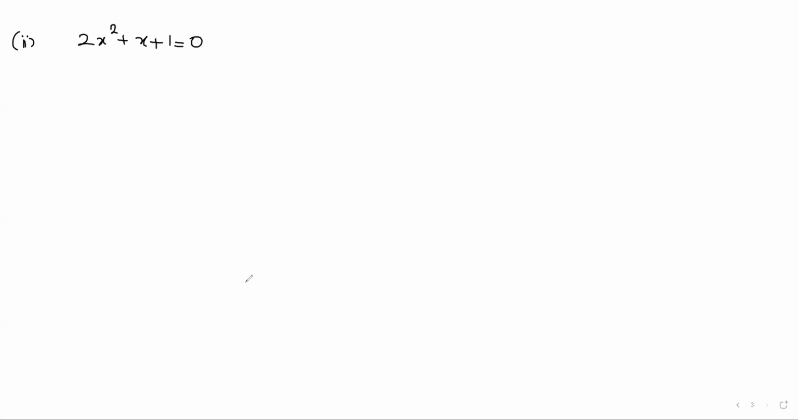X is equal to 1 plus minus root 7 iota by 4. Yeah, minus 1, you know, x is equal to minus 1. The formula is minus b. Yes, yes, minus 1, minus 1. Yeah, very good.